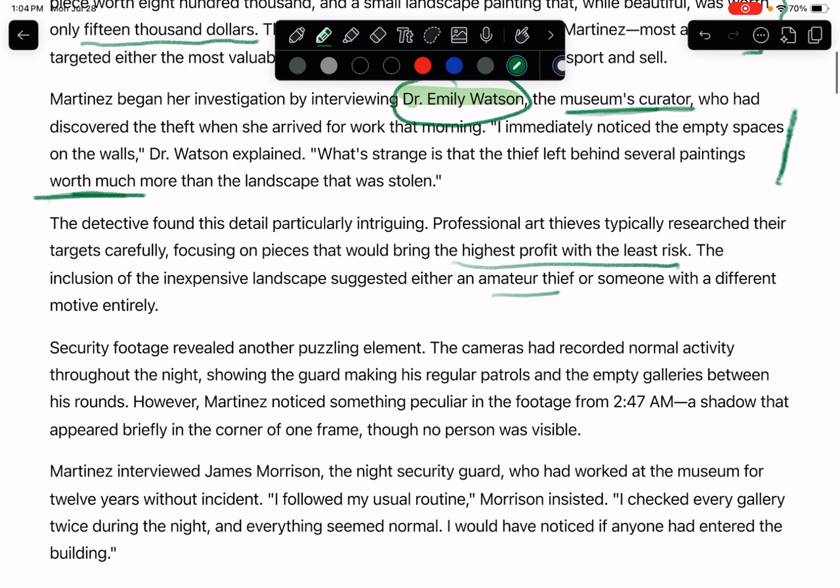Security footage revealed another puzzling element. The cameras had recorded normal activity throughout the night, showing the guard making his regular patrols and the empty galleries between his rounds. Empty means that there's no other people. However, Martinez noticed something peculiar in the footage at 2:47 a.m. A shadow that appeared briefly in the corner of one frame, though no person was visible. So there's a shadow. I wonder if the security guard is working with someone.